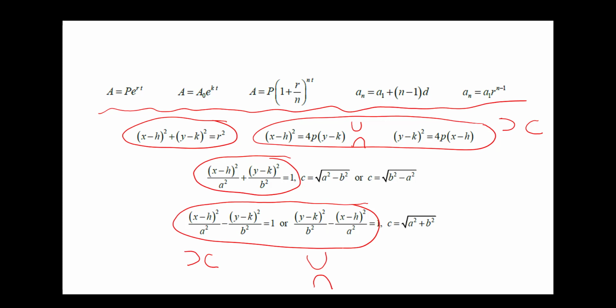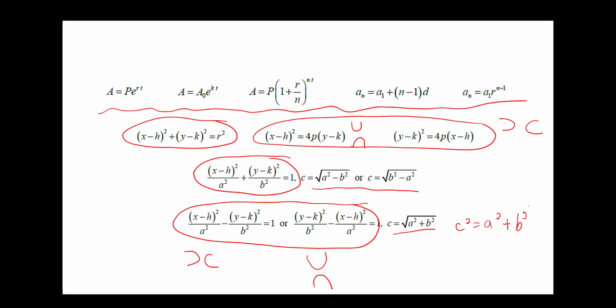In order to find c for an ellipse, we use one of the two formulas. c equals square root of a squared minus b squared, or c equals square root of b squared minus a squared, depending on whether a or b is larger for that particular ellipse. We'll look some more at that. And for a hyperbola, c equals square root of a squared plus b squared. You can also think of that as c squared equals a squared plus b squared.